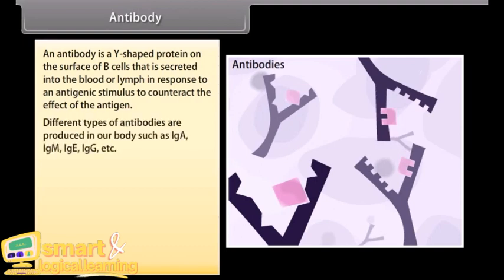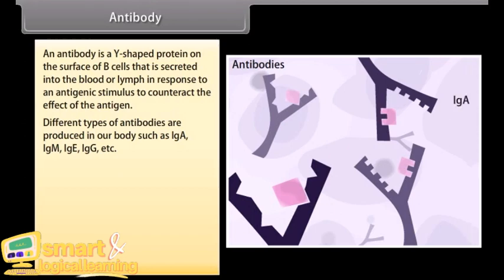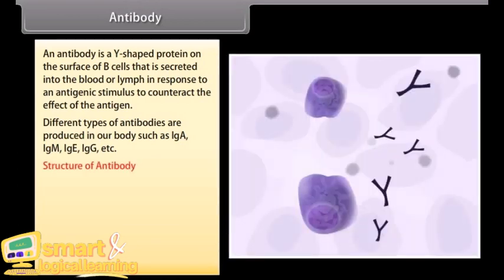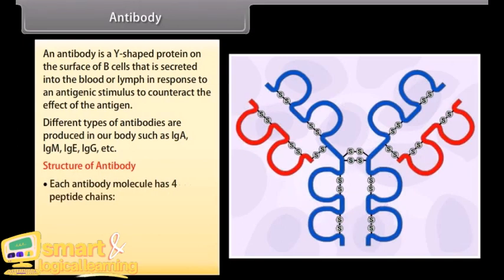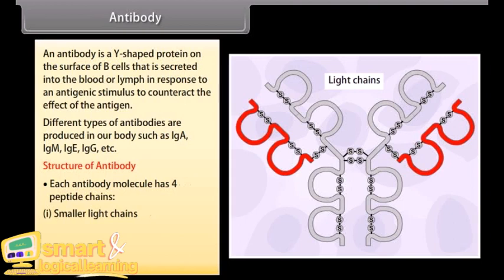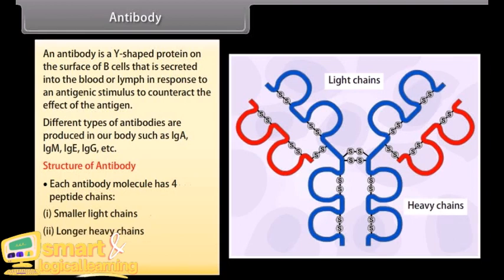Different types of antibodies are produced in our body, such as IgA, IgM, IgE, IgG, etc. Structure of antibody. Each antibody molecule has 4 peptide chains: smaller light chains and longer heavy chains. An antibody molecule is represented as H2L2.